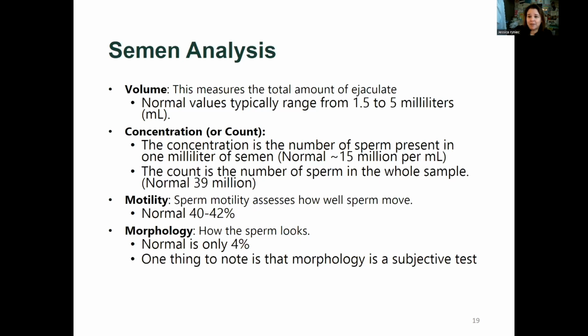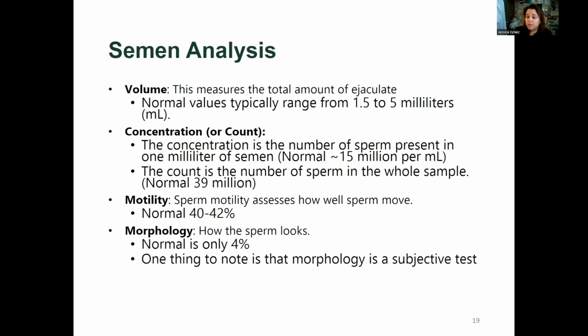The semen analysis is typically a test where a collection is performed either at home or in the office, and then that sample is evaluated under the microscope. There are a number of factors that are looked at. These 4 are typically the most important. So the volume is the total amount of ejaculate, and the normal values are there, about 1.5 to 5 milliliters. The concentration or count is a very important piece. That's the number of sperm, and the concentration versus count are just a different way to look at it.